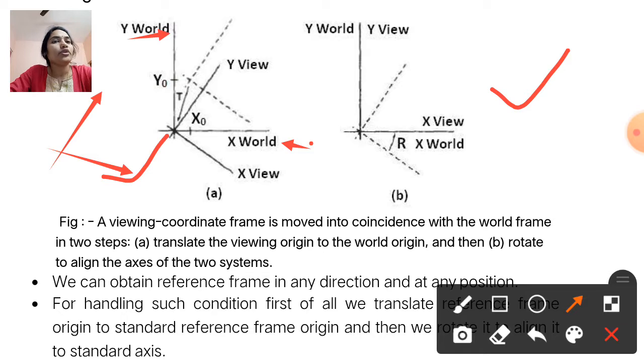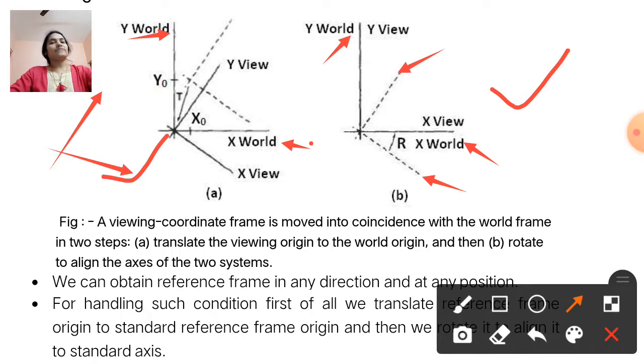And this one is your viewing coordinate. In viewing coordinate, this is your y-axis and this is your x-axis according to your world coordinate. But when we rotate this axis, this one is your y viewing axis and this one is your x viewing axis. So in this way the picture which we see in this world coordinate also looks like this in the viewing coordinate with rotation.